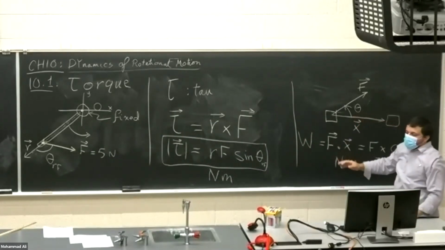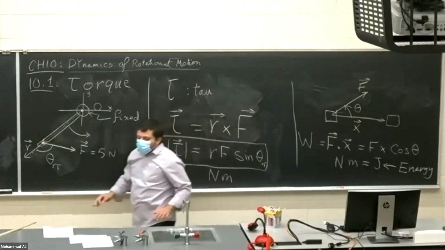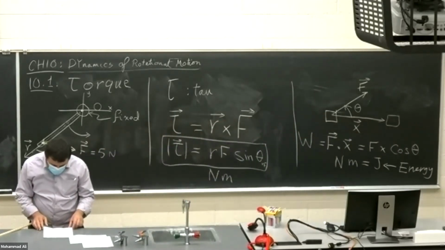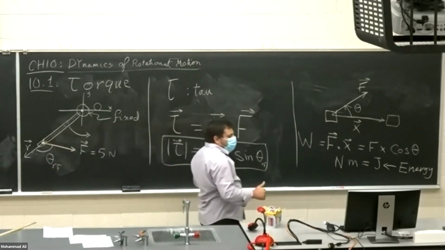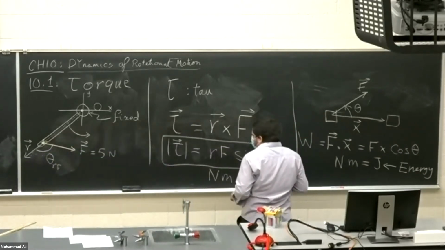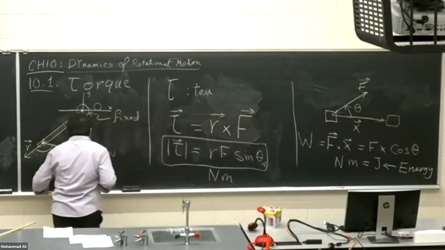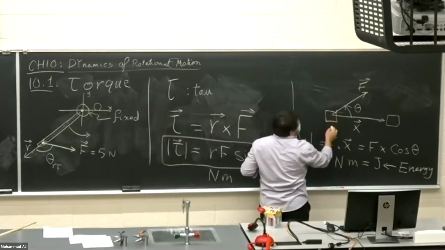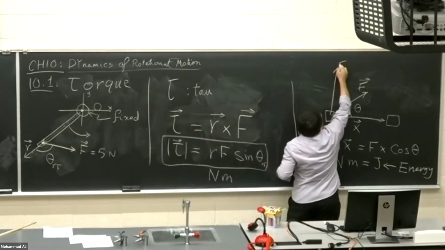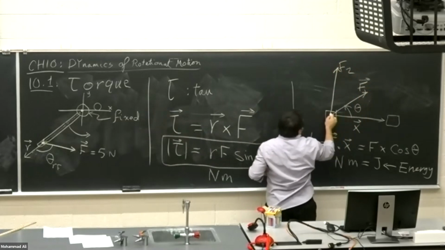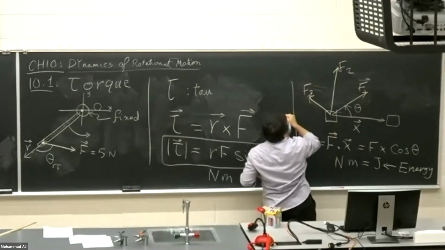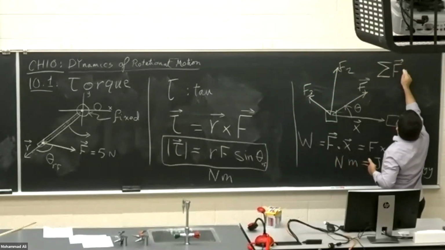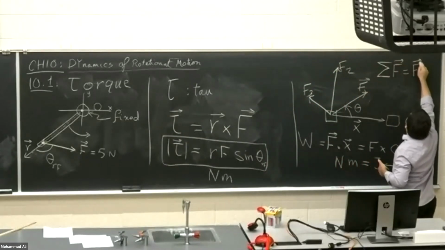Now, this is the torque. Any question about the torque? Previously, if you remember, we talked about the resultant force. For example, if we have this object and we have F1, F2, F3, then the total force as a vector is equal to the summation of these forces.